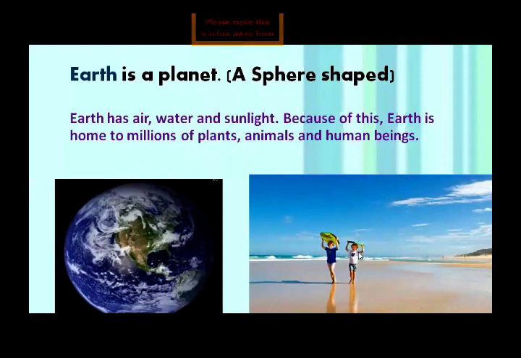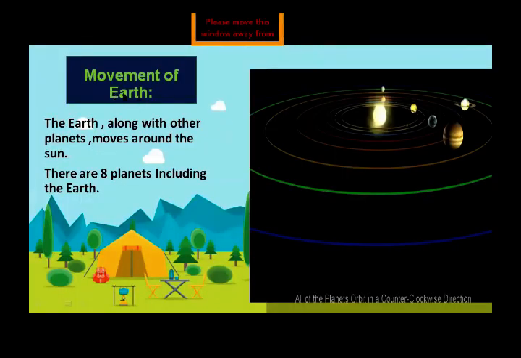Okay, beta. The Earth is a planet and it has air, water, and sunlight. These three things, air, water, and sunlight, make life possible on the Earth. And now the movement of the Earth. The Earth, along with other planets, moves around the sun. And do you know how many planets there are? There are 8 planets, including the Earth.